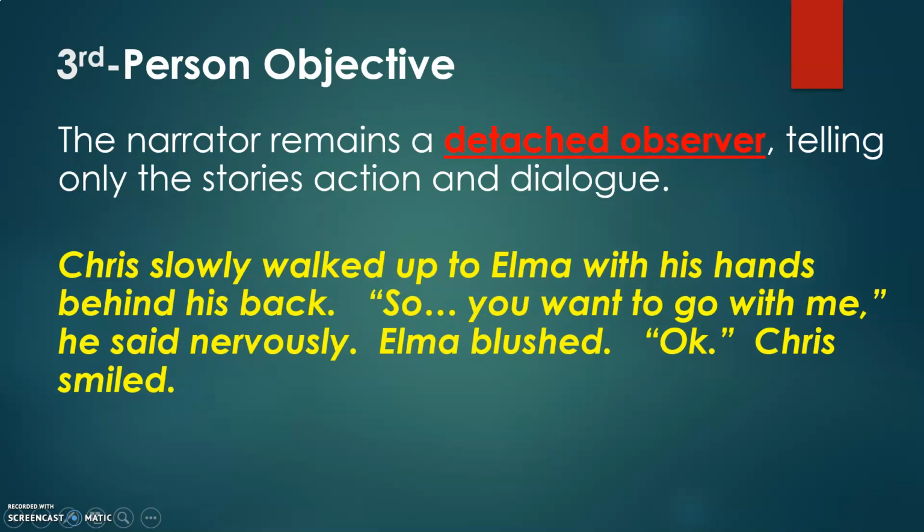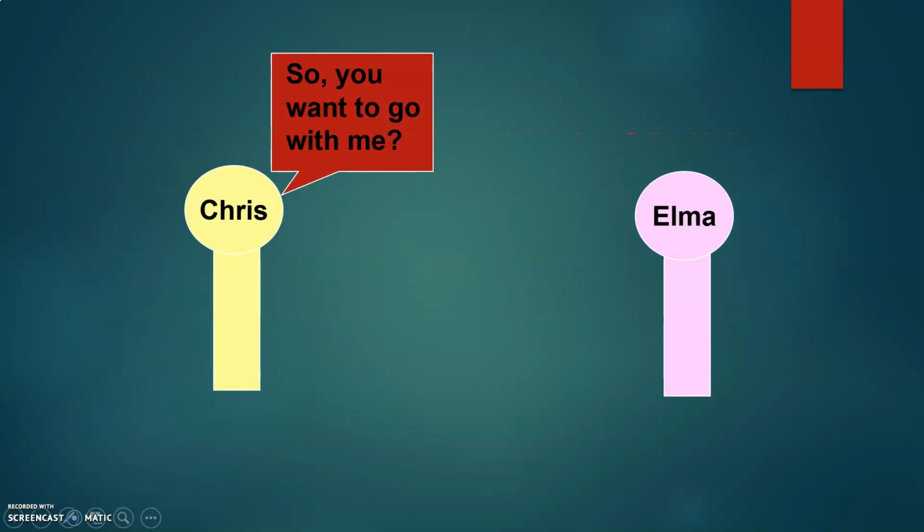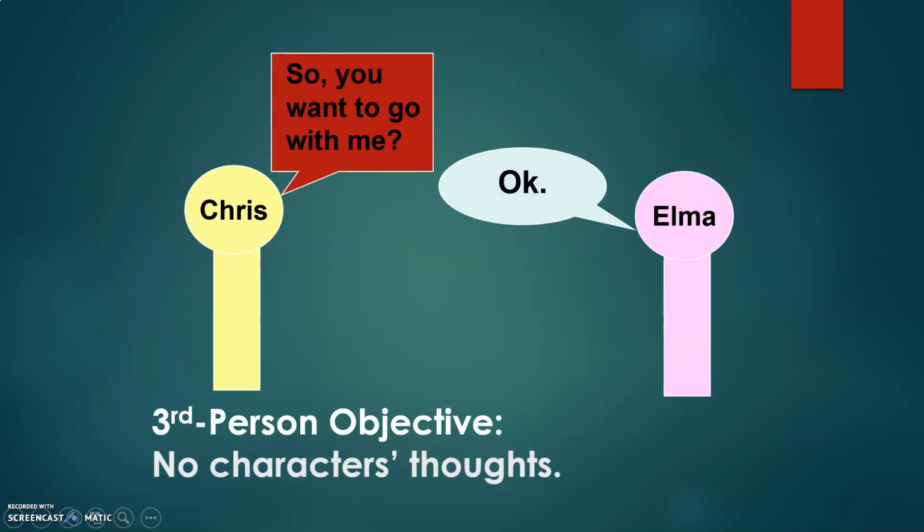So this is an example of that. Chris slowly walked up to Elma with his hands behind his back. "So, you want to go with me?" he said nervously. Elma blushed. "Okay," Chris smiled. So here we have Chris and we have Elma. We have what they are doing and saying, but we don't have either of their thoughts. Okay, we don't know what they think about that or each other.